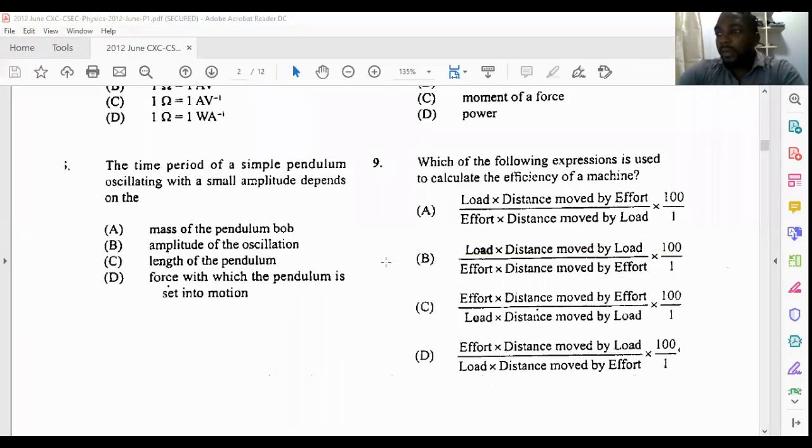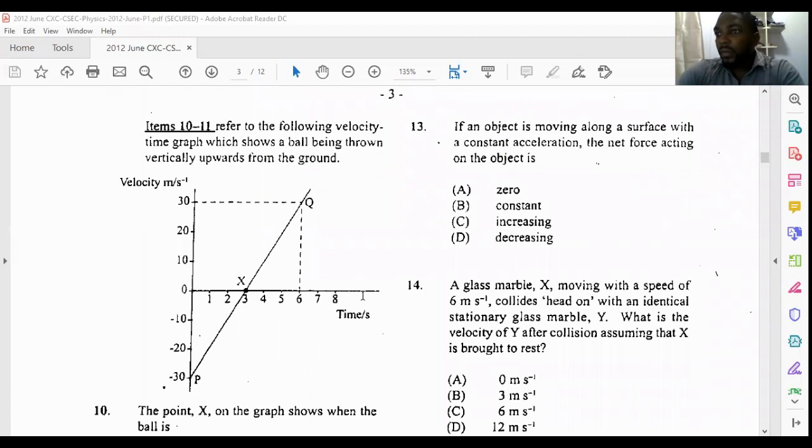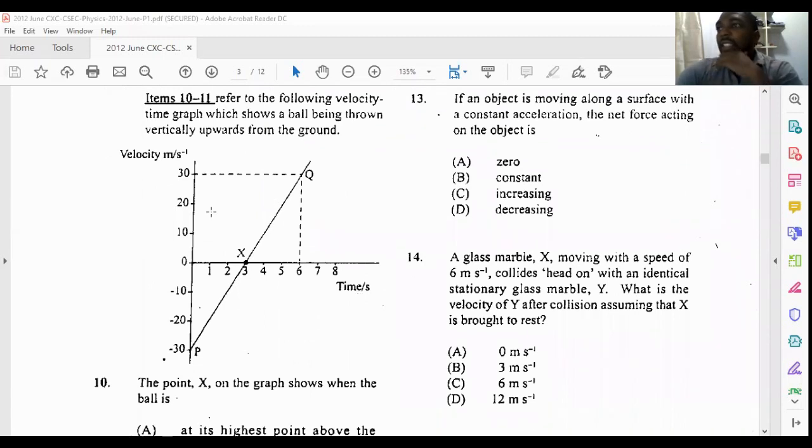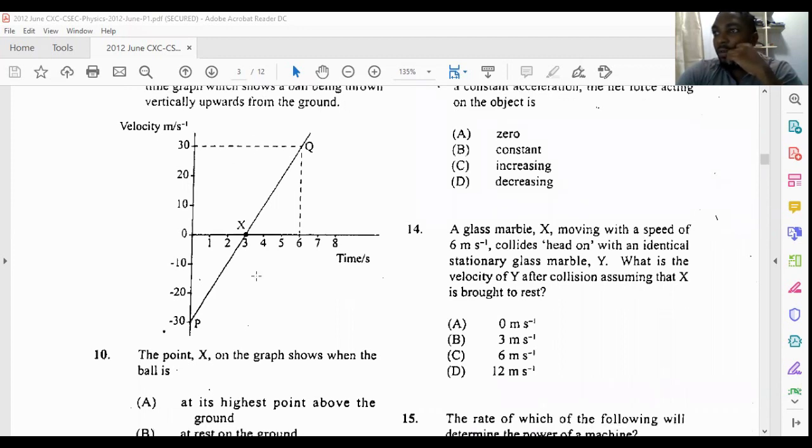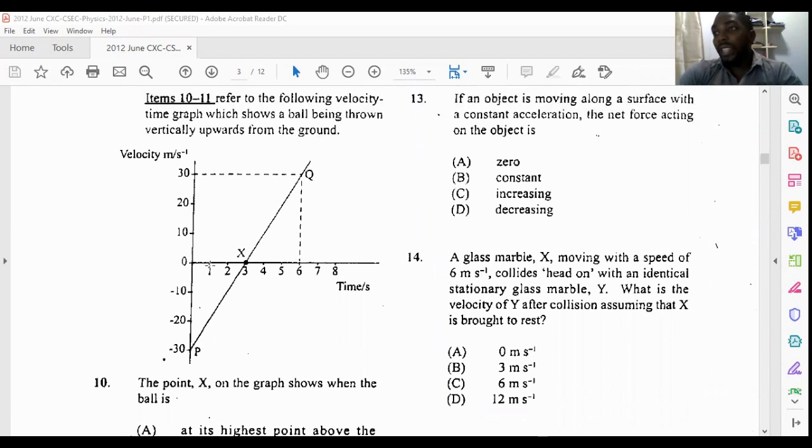Look at number 10. It says items 10 and 11 refer to the following velocity graph, which shows a ball being thrown vertically upwards from the ground. So in this case, we start to look at energy. When you talk about a ball being thrown upward, that's what you can gather from this question. We want to talk about energy, and it mentions velocity and time. So that's the first thing you have to look at as well.